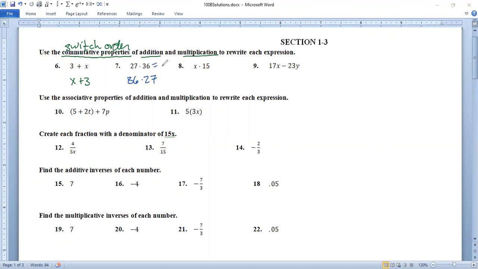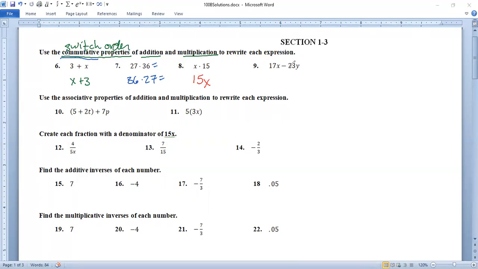Yeah, we could compute that and get what they actually equal, but if we do it in either order, that's the purpose of the commutative properties, is that it doesn't actually matter the order, left to right or right to left, if you're only doing multiplication or only doing addition. Next one, x times 15, 15 times x. And we really don't need that dot in the middle to signify it's 15 times x.